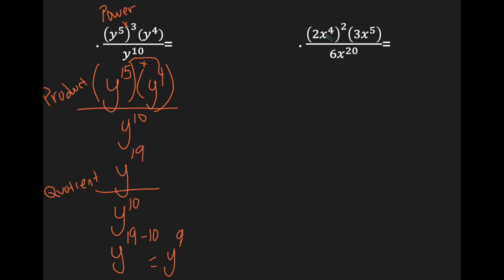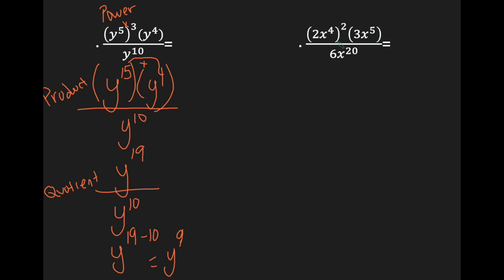Alright, I included an example that has coefficients because on Friday when we did this in class, my students were having a little bit of power rule malfunction, you can call it. So here I have 2x to the 4th raised to the 4th power all squared, multiplying by 3x to the 5th, and dividing by 6x to the 20th. So I have power rule, product rule, and quotient rule. Remember, power is always first because of PEMDAS.